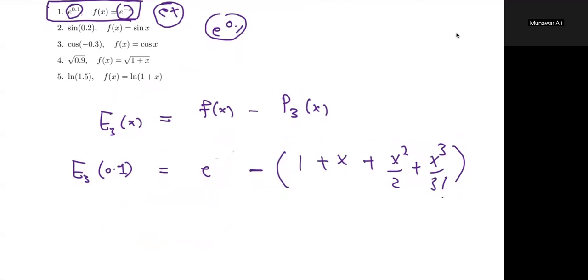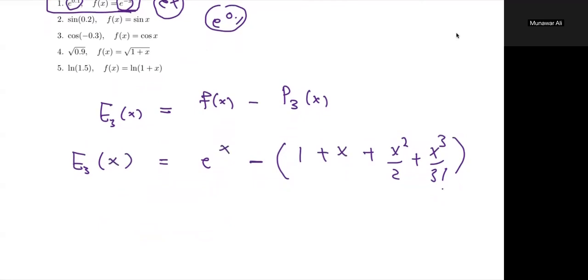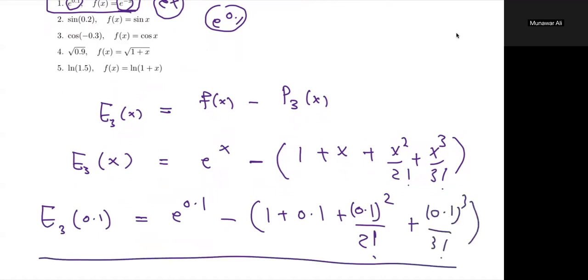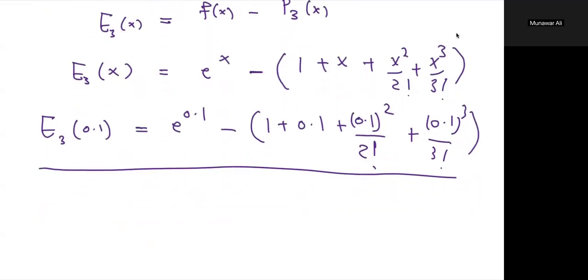I'm going to write things now. Now I'm going to replace the value x with 0.1, so E3 of 0.1 is e to the 0.1 minus (1 plus 0.1 plus 0.1 squared divided by 2 factorial plus 0.1 cubed divided by 3 factorial). Now you can simplify and find what this error is.